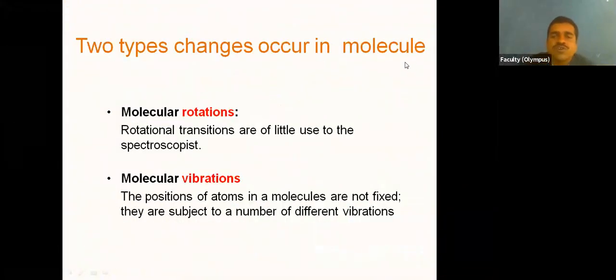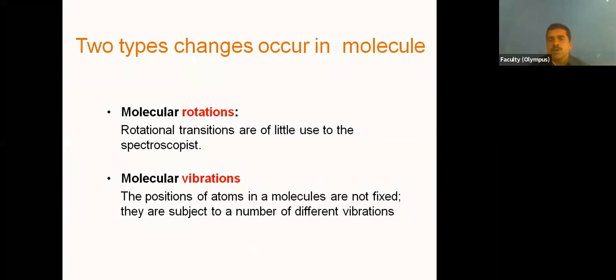Now, there are two types of changes that occur in a molecule when it absorbs infrared radiations. First is rotation. We have seen that a molecule rotates around itself, and because of that rotation, the molecule has some energy. That energy due to rotation depends upon the speed of rotation. Different speeds have different energies. That is called rotational energy levels. In a molecule, there are different rotational energy levels.